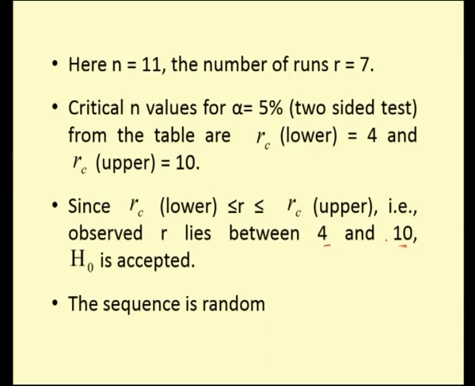So here the number of runs is 7. You find that 7 comes in between 4 and 10. So it is in the proper order. Hence your H0 is accepted. Therefore the sequence is random.